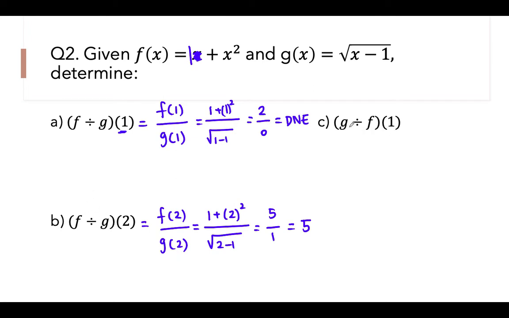Next, this time, the g function is first. So I will be rewriting it as g of 1 divided by f of 1. Okay, so for g of 1, I plug it in. 1 minus 1 is 0, over 1 plus 1 squared, which we said is going to be 2. So 0 divided by 2 is just 0, and that will be my final answer.